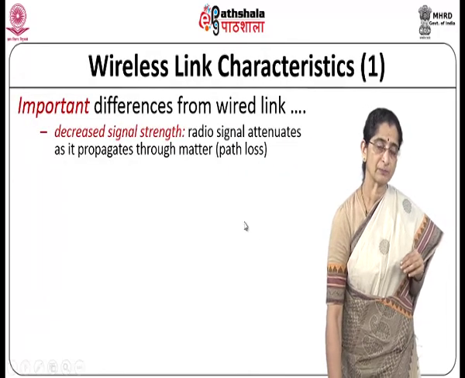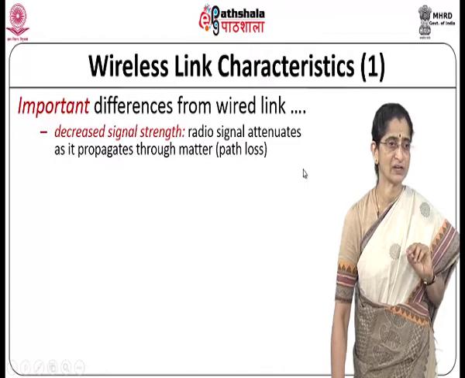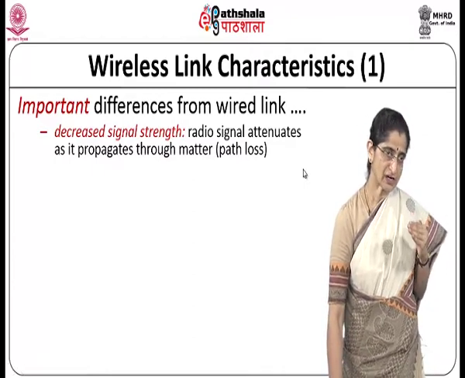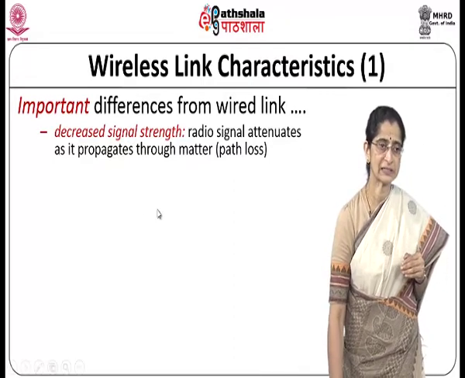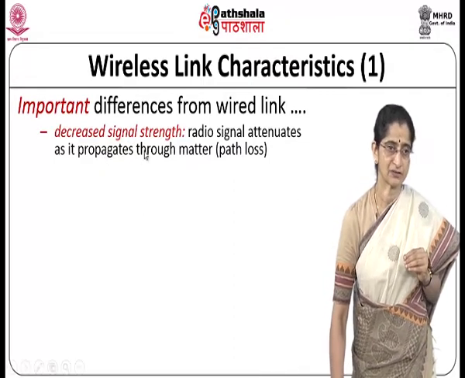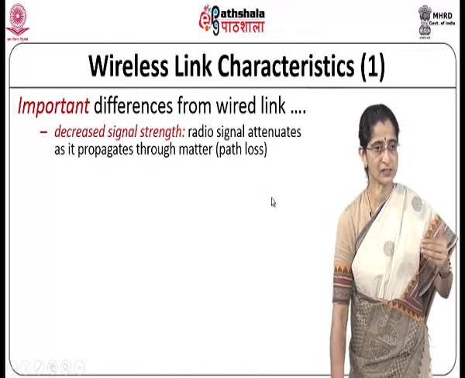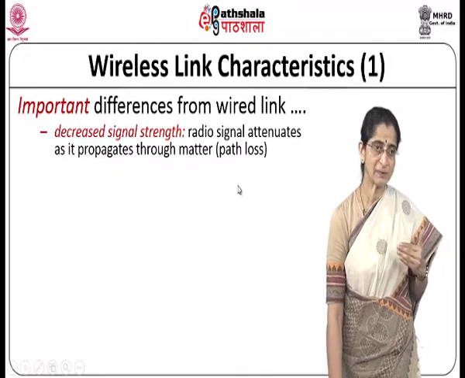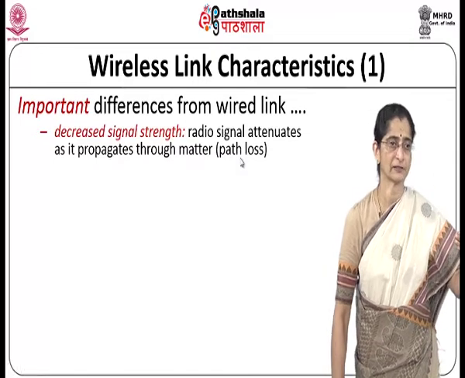Okay, so now coming to the normal characteristics, or in a sense challenges, that we need to face when we talk about wireless links. We need to understand the major differences from the wired link. One of the important differences is the decrease in signal strength. When a radio signal propagates and the distance increases, it attenuates as it propagates through matter. So there will be something we call path loss, that is, a loss along the path.